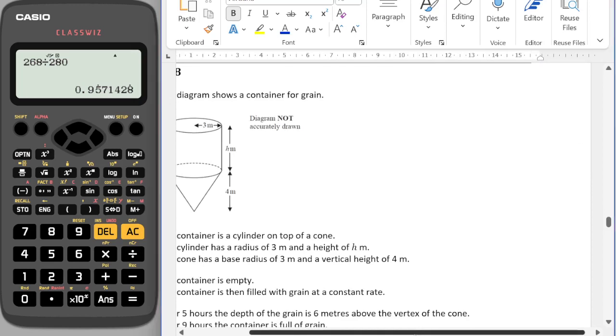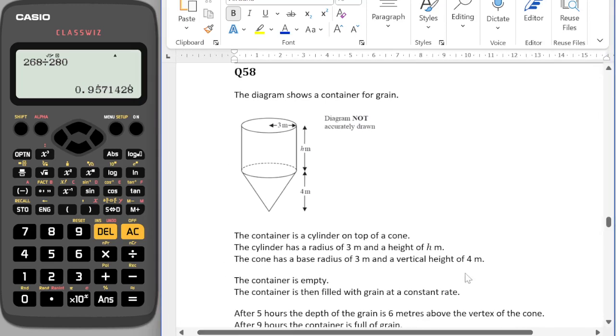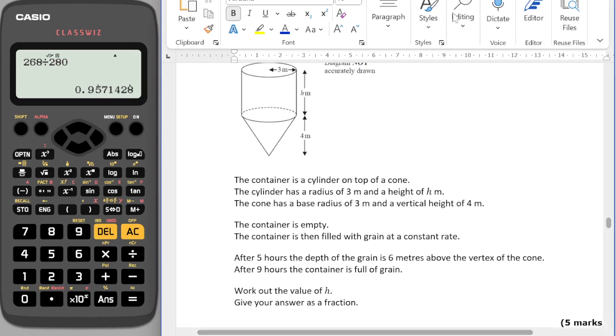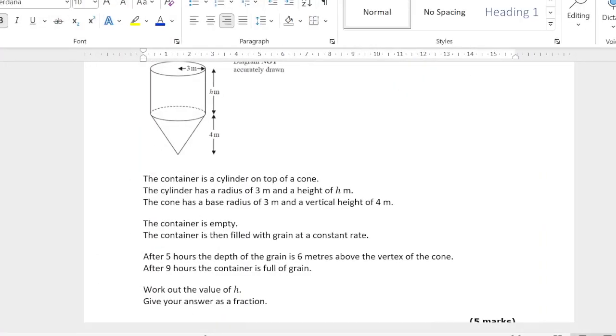Okay, let's look at this one. So the diagram shows a container for grain. Let's just make this a bit bigger. We'll come to the calculator in a minute. The container is a cylinder on the top, and the cylinder has a radius of 3 meters and a height of h. Okay. The cone has a base of 3 and a vertical height of 4. The container is empty. The container is filled with grain at a constant rate. After 5 hours, the depth of the grain is 6 meters above the vertex of the cone. After 9 hours, the container is full of grain. Work out the value of h.